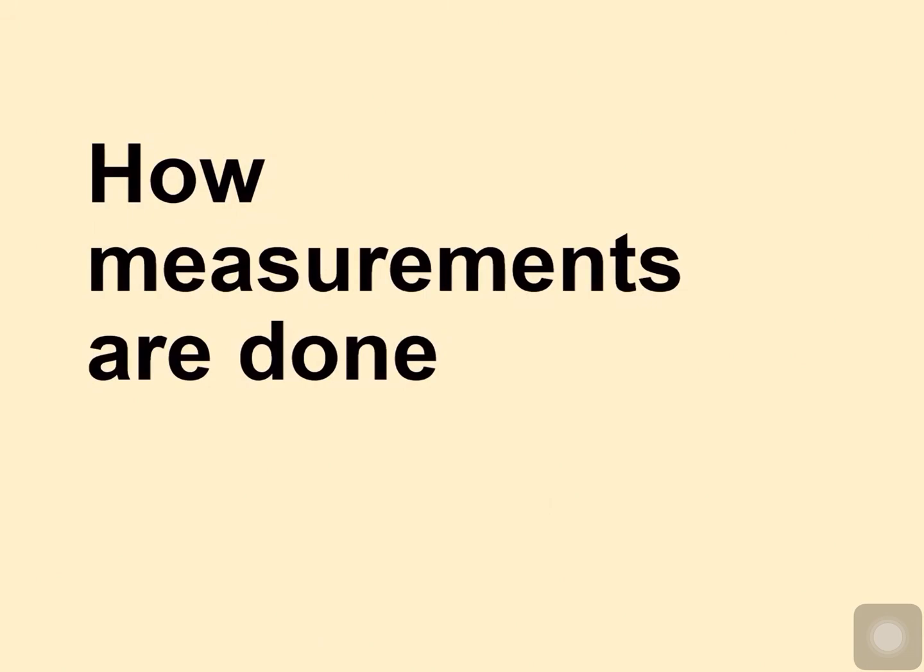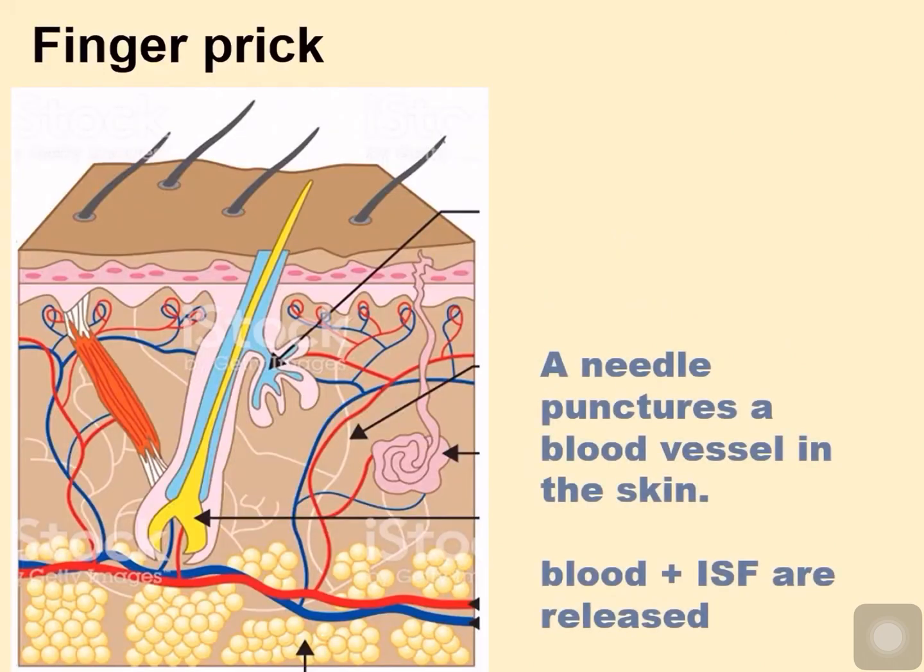So now that we understand the physiology, let's see how measurements are actually done based on the physiology. In a finger prick system, a needle punctures the skin, it breaks a blood vessel, and out comes some blood to the surface of the skin, including some interstitial fluid. Then a secondary device comes along and wicks away that blood, and it reacts with an enzyme which converts to an electrical signal, and you get a glucose concentration from that.